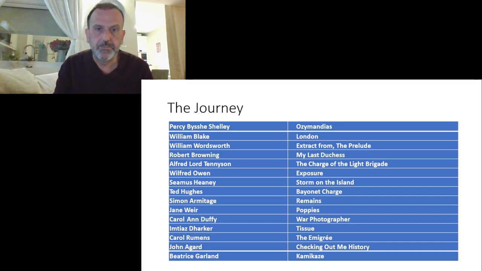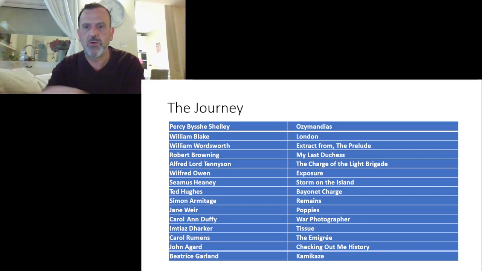Like London, in terms of a journey, it starts with "I wander through each charter'd street." This is London at the turn of the 19th century. This is the most amazing city on earth. All the world's resources were coming up the Thames. The Empire was providing great wealth.